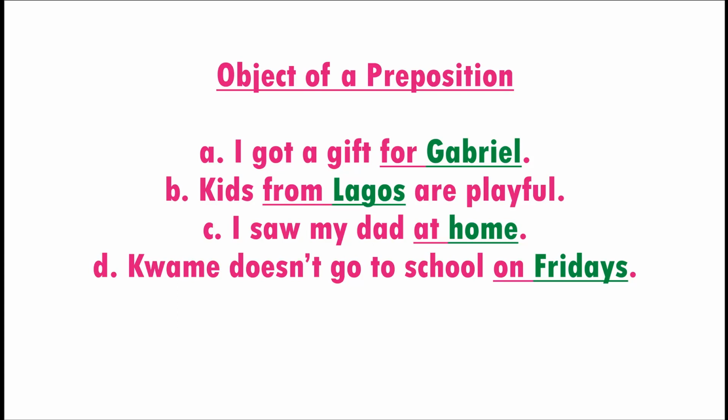Example B. Kids from Lagos are playful. From Lagos. From is a preposition. Lagos is a noun, the name of a place, and it comes after the preposition. So we say Lagos is an object of a preposition. Example C. I saw my dad at home. At is a preposition. Home comes immediately after the preposition. So we say home is the object of the preposition. Kwame doesn't go to school on Fridays. On is a preposition. Fridays comes after the preposition. So we say Fridays is the object of the preposition.